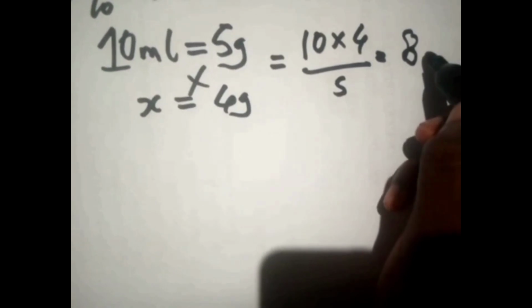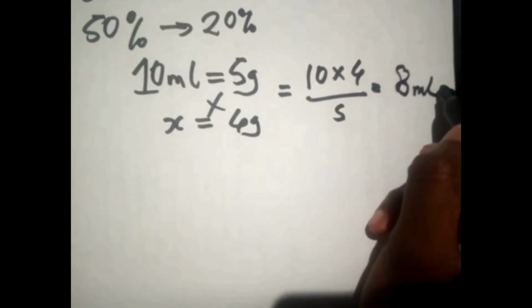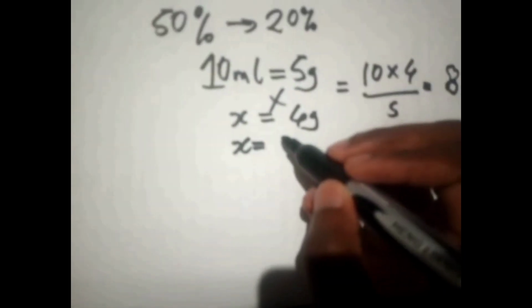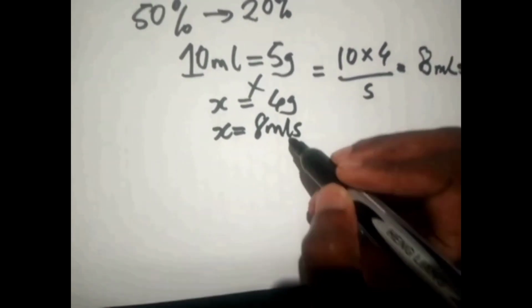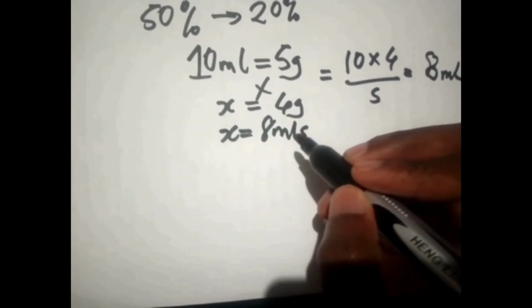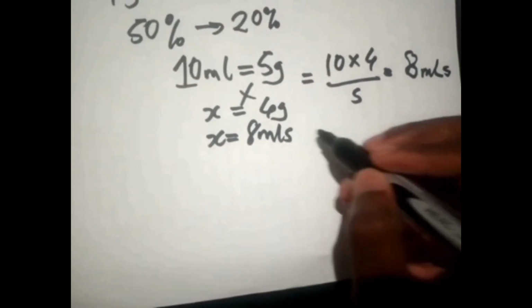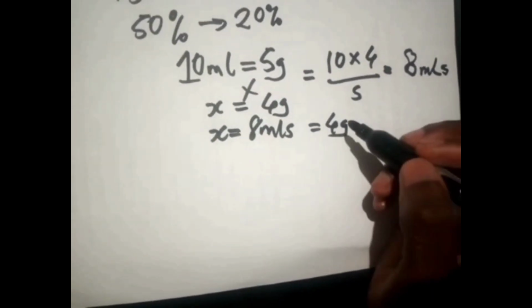I think this one looks like an 8. Yeah, so that's 8 mils. So the x here is equal to 8 mils. So it means that if you draw 8 mils from the 50% magnesium sulfate, it's the one which is equivalent to 4 grams. So there you have it.